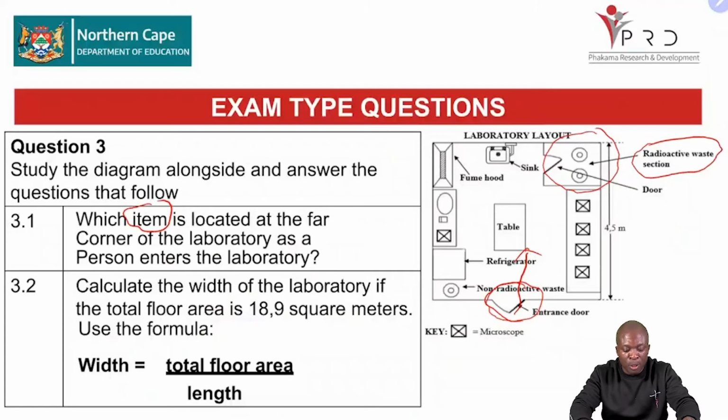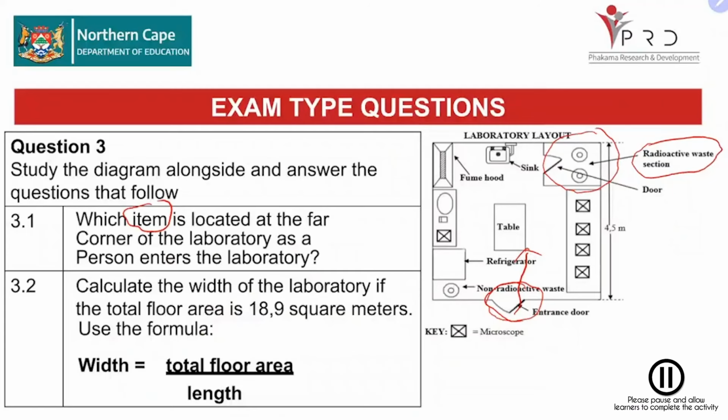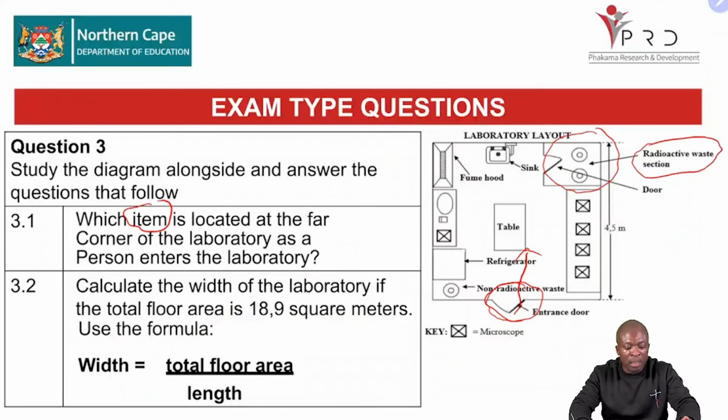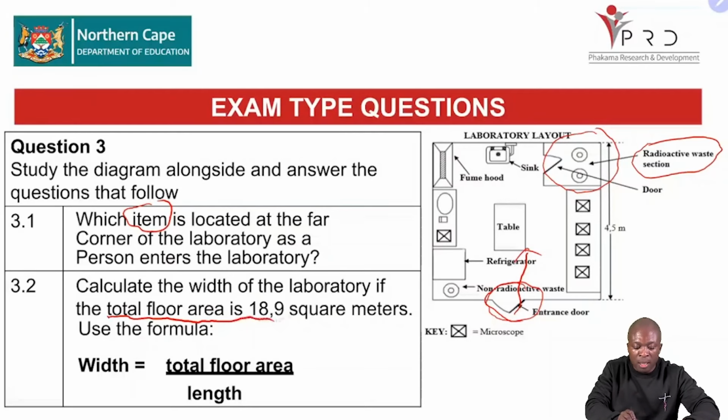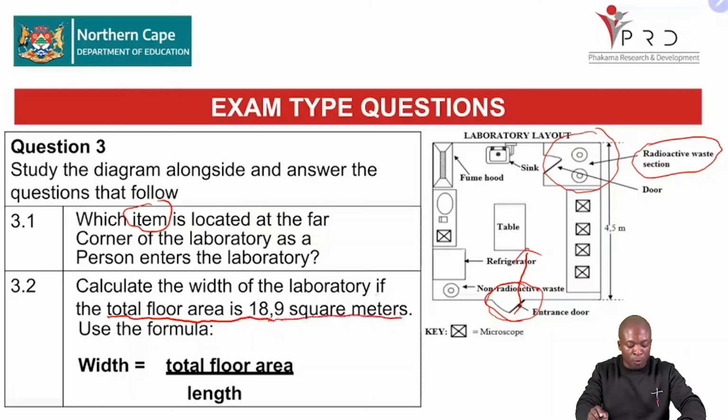How about 3.2? I want you to try 3.2. I'm giving you 2 minutes to do that. Let's go. Welcome back. So 3.2 says, calculate the width of the laboratory if the total floor area, highlight it as you go along, highlight all the keywords that you are being given. If the total floor area is 18.9 square meters, use the following formula.